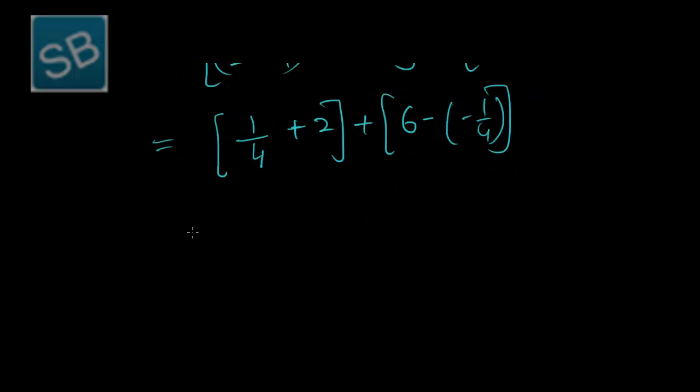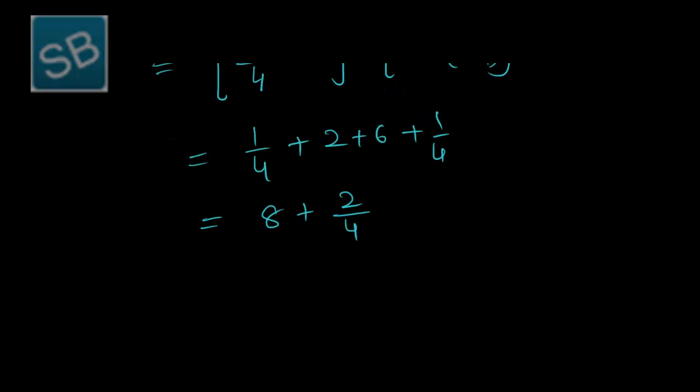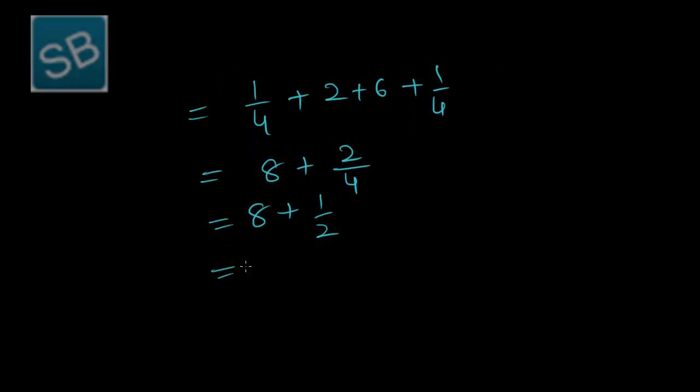So we get here 1 by 4 plus 2 plus 6 plus 1 by 4. That is 8 plus 2 times 1 by 4, that is 8 plus half. That is, by taking the LCM, 17 by 2. So we get the value of the integral, that is 17 by 2. So here we use the rule of integration, that is the integral from a to b of f(x) dx is equal to the integral from a to c of f(x) dx plus the integral from c to b of f(x) dx. That is the working rule for definite integration.